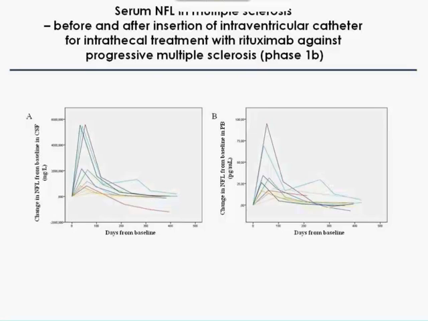Here's a study we did together with Umeå researchers up in northern Sweden, where they performed an experimental study where they inserted an intraventricular catheter to administer a potential medication against progressive multiple sclerosis. You can see that this insertion of the catheter results in a sharp increase in neurofilament light concentration. So this also indicates that this is a sensitive marker for, in this case, mechanical axonal injury.